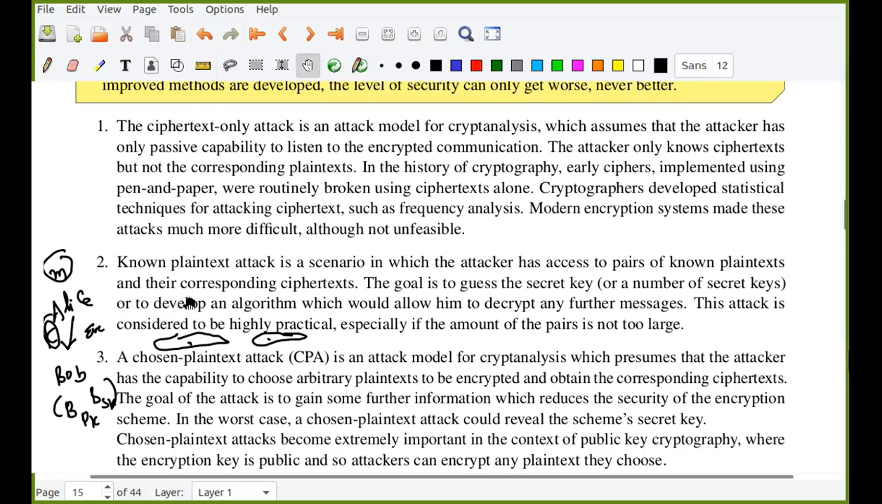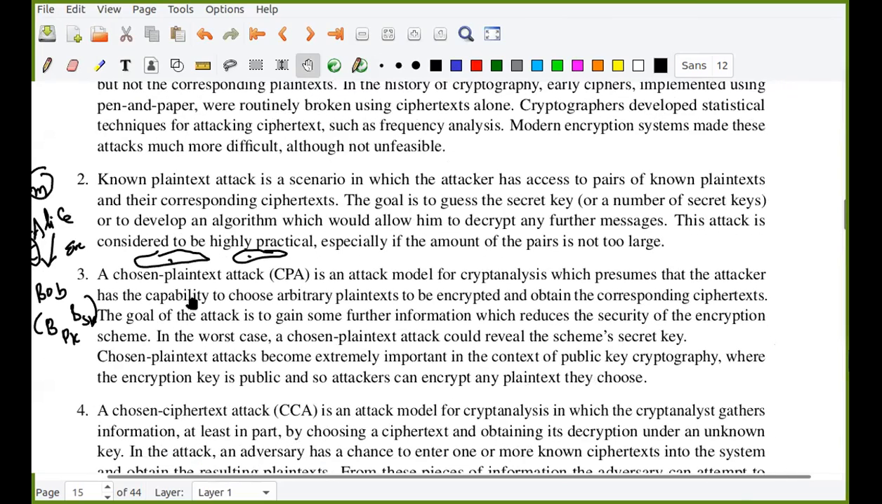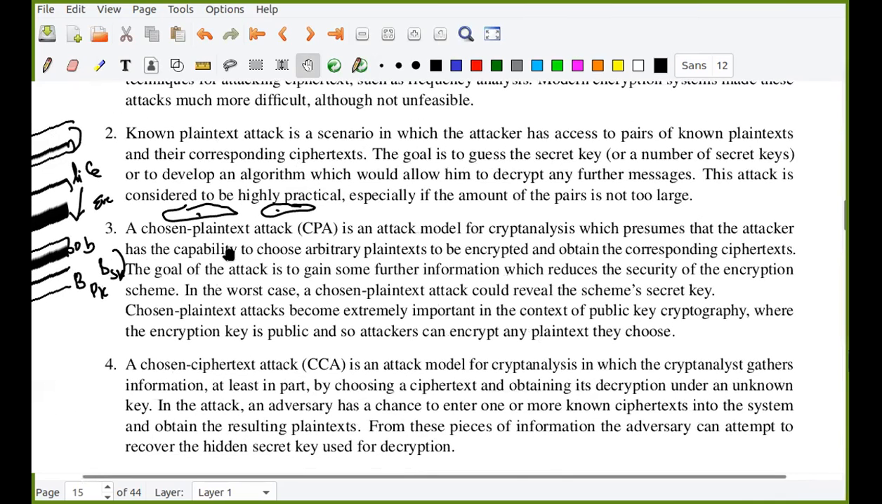But we are afraid that our crypto system is not that good. So in the known plain text attack, a little power is given. What is the power? We give the plain text as well as the corresponding ciphertext, but only particular pairs, and then challenge Eve. But in the chosen plain text attack, you choose the plain text whatever you like, and I will give the ciphertext. Still you cannot do it.